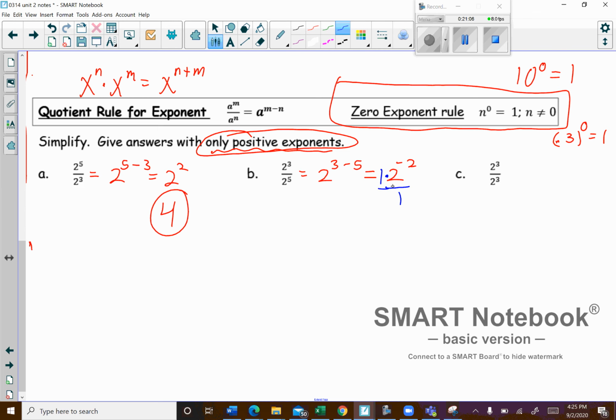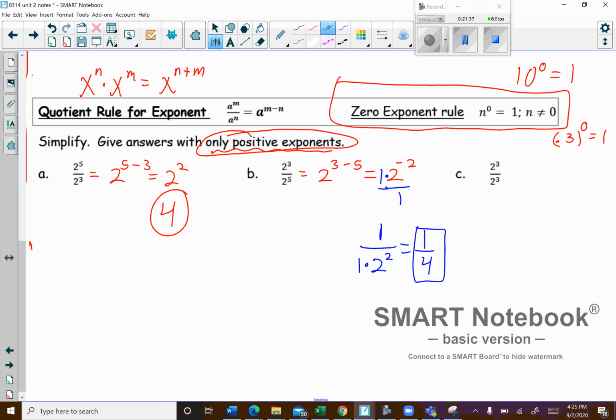You don't need to write that every time, but just to make sure I'm not losing anybody. 1 times anything, you get the same thing in return. So that 1 will stay up there. And then this 2 is going to come down below, and its exponent becomes positive. And then you have that, times 1. That's not going to change anything. And then 1 over 2 times 2 is 4. So this would be 1/4 right there.